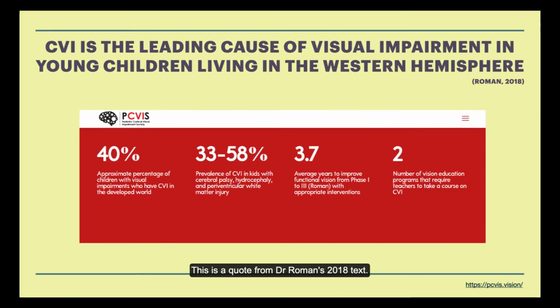This is a quote from Dr. Roman's 2018 text. CVI is the leading cause of visual impairment in young children living in the Western Hemisphere. I found these statistics from the Pediatric Cortical Visual Impairment Society website and find them very intriguing. Approximately 40% of children with visual impairments have CVI in the developed world. I don't know about you, but my caseload doesn't reflect that. That tells me we have a number of kids being unidentified with CVI.